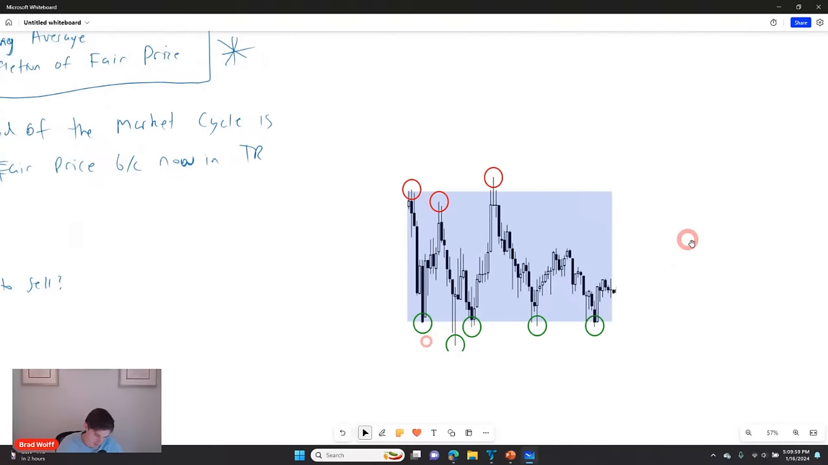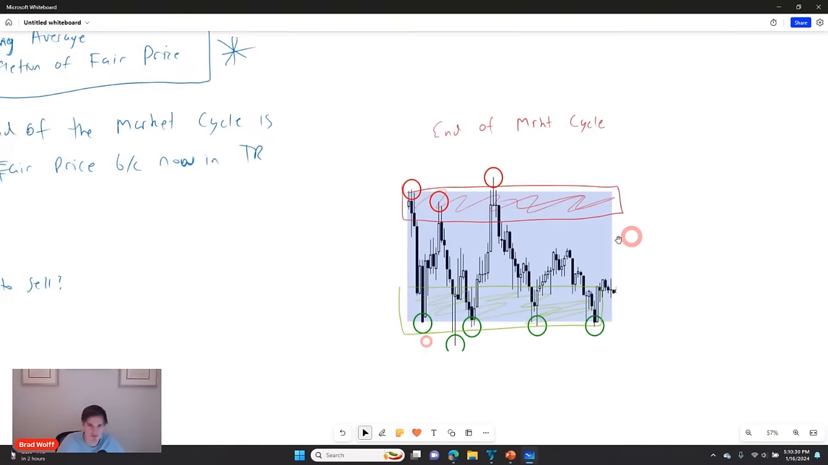So if this is the end of the market cycle, we know that the sell zone is there, and the buy zone is somewhere down here. And the sell zone, somewhere up here. But the problem is, most of the time, when the market figures out what the fair price is into the market cycle, the market is going to try and create as tight of a spread as possible.